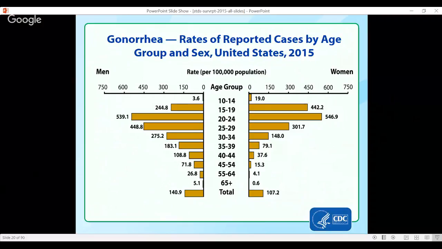Or 20 to 29-year-olds, I guess. So men, the two highest groups are 20 to 24-year-olds, 539 cases per 100,000 population. 25 to 29-year-old males have 448 cases per 100,000 population. For women, it looks like the two highest age groups are the 15 to 19-year-olds, for 442 cases per 100,000 population for women. And the 20 to 24-year-olds is the highest for women, 546 cases per 100,000 population.